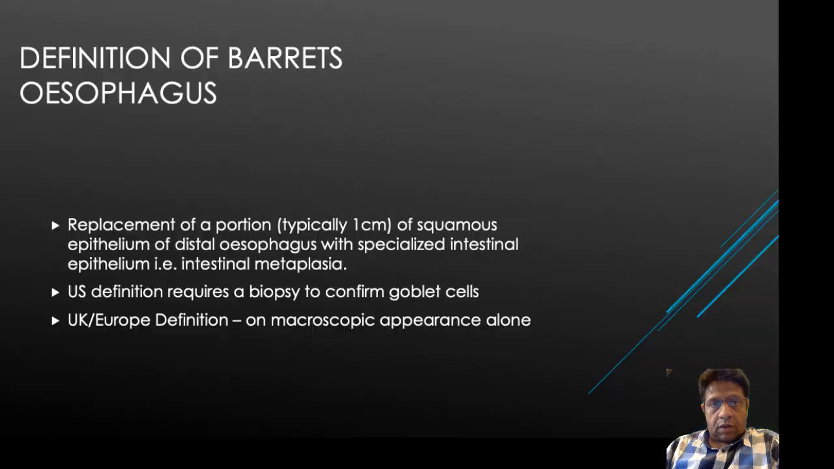Just going on to a definition. Barrett's basically refers to the replacement of a portion, typically we're looking at 1 centimeter or more, of squamous epithelium of the distal esophagus with a specialized intestinal epithelium, and this process is called intestinal metaplasia. It's important to understand that it's not replaced with the gastric mucosa, but with intestinal epithelium. The US definition requires a biopsy to confirm goblet cells on histology, and for the UK or European definition, macroscopic appearance alone is adequate.